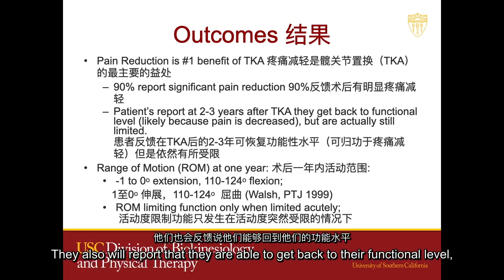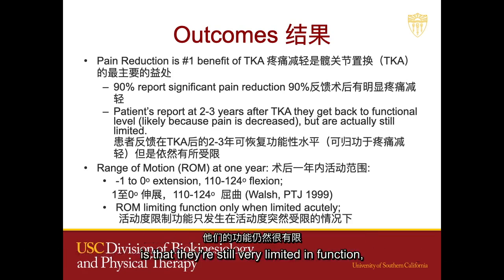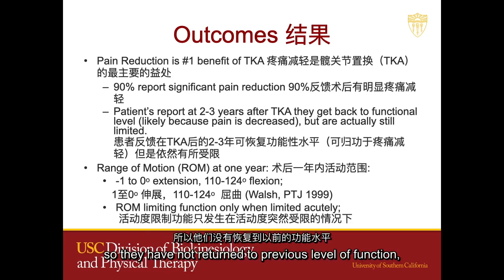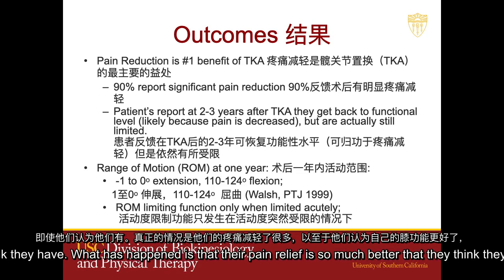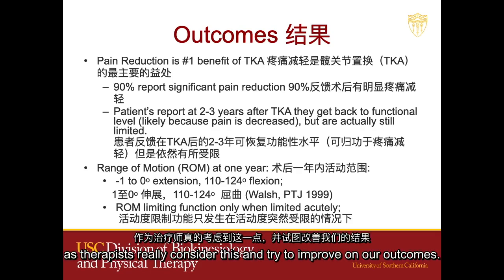They also will report that they're able to get back to their functional level. But what we actually find when we measure these patients 2 to 3 years later is that they're still very limited in function. So they've not returned to previous level of function, even though they think they have. What has happened is that their pain relief is so much better that they think they're functioning better, but it tends to be decreased function. And so we want to, as therapists, really consider this and try to improve on our outcomes as much as we can.